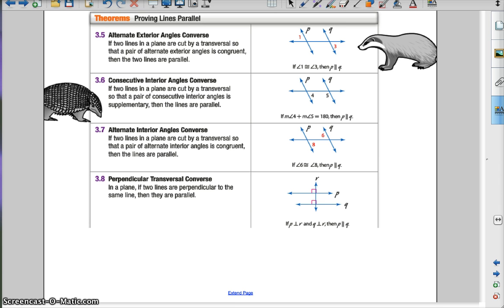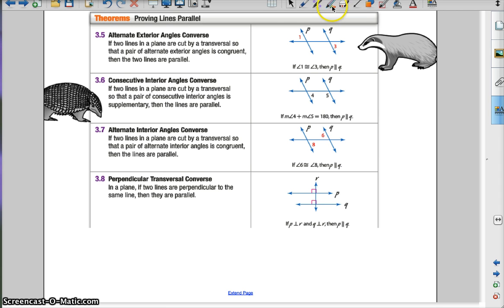So again, using these theorems, we can say that if we have two alternate exterior angles that are congruent, then we can say the two lines are parallel. Same thing with if the two consecutive interior angles add up to 180, then we can say the two lines are parallel. If we know the alternate interior angles are congruent, then we can say the two lines are parallel. And if two lines are perpendicular to the same line, then they are parallel.